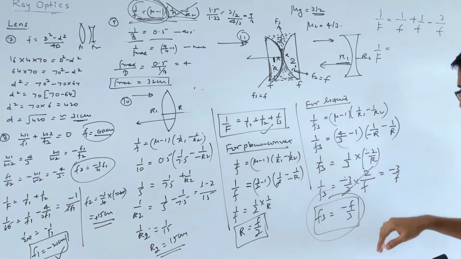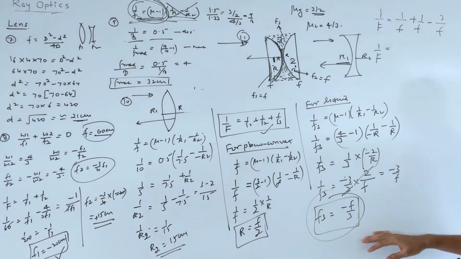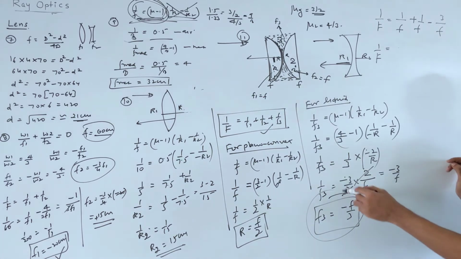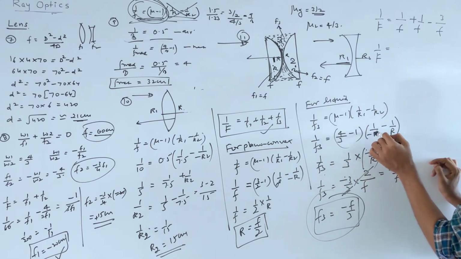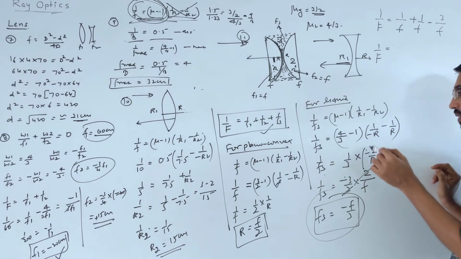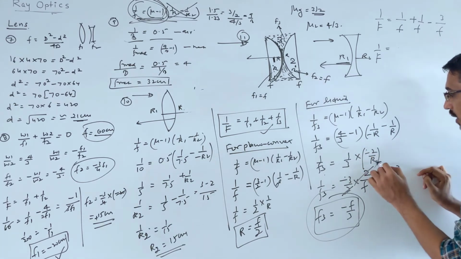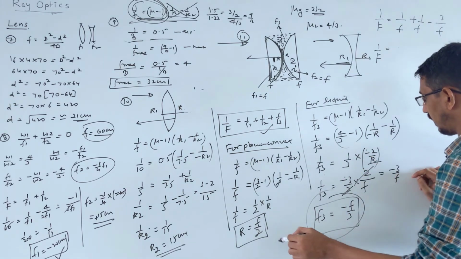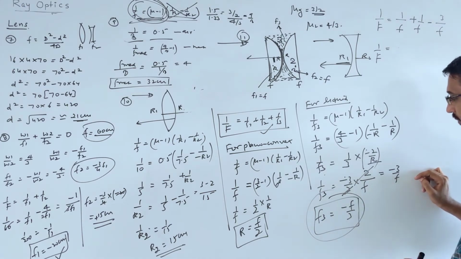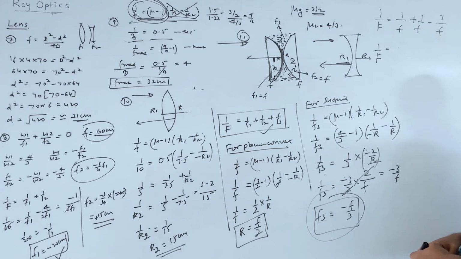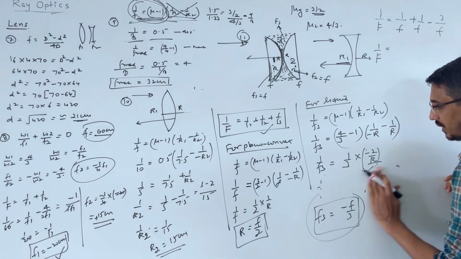I think I'm writing a little wrong. No, nothing wrong. Let's check. Here I did a mistake. 1 by f3 is 1 by 3, this is correct. This is coming 1 minus 1 by R, minus 1 by R means minus 2 by R. This is also okay. R value I am putting from here, R is equal to f by 2. Yeah, here I did a mistake. So check here, I did a small mistake in calculations.